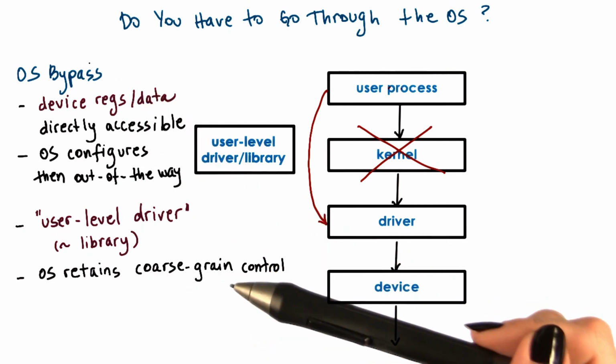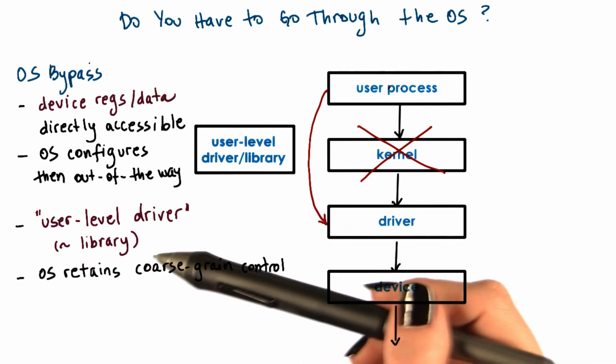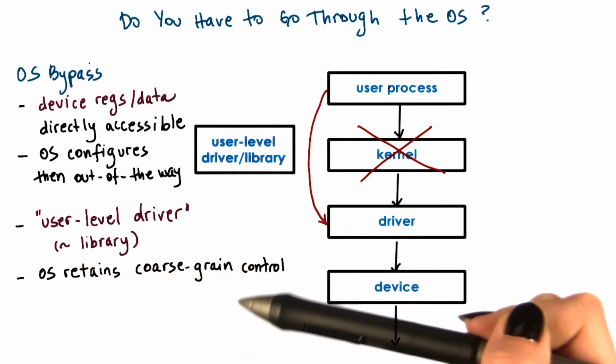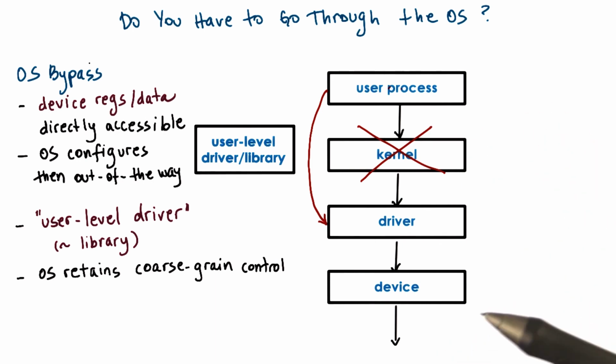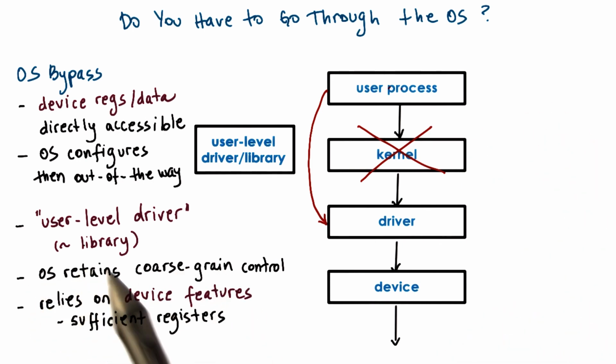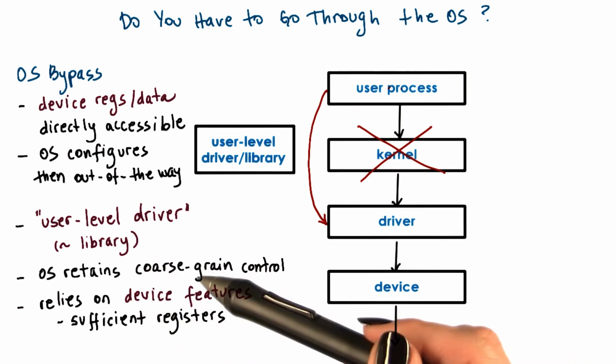When bypassing, the operating system has to make sure that it still has some kind of coarse-grained control. Like, for instance, enabling or disabling a device, adding permissions to add more processes to use the device, etc. This means that the operating system relies on some type of device features.